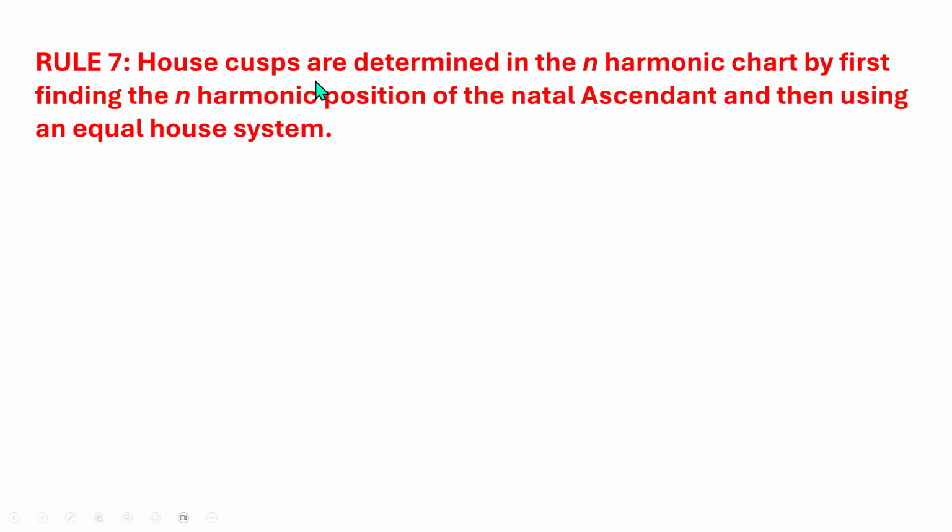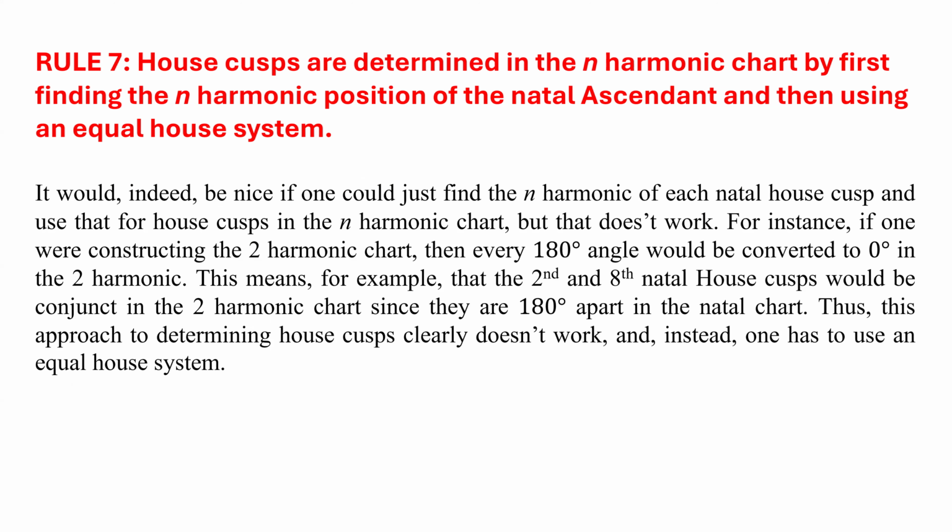Okay, rule 7. House cusps are determined in the n-harmonic chart by first finding the n-harmonic position of the natal ascendant and then using an equal house system. So if you convert your ascendant to some harmonic and you wind up with say 5 degrees Taurus, then the next house will be 5 degrees Gemini, third house will be 5 degrees Cancer, and so on. Now, it would indeed be nice if one could just find the n-harmonic of each natal house cusp and use that for house cusps in the n-harmonic chart, but that doesn't work.